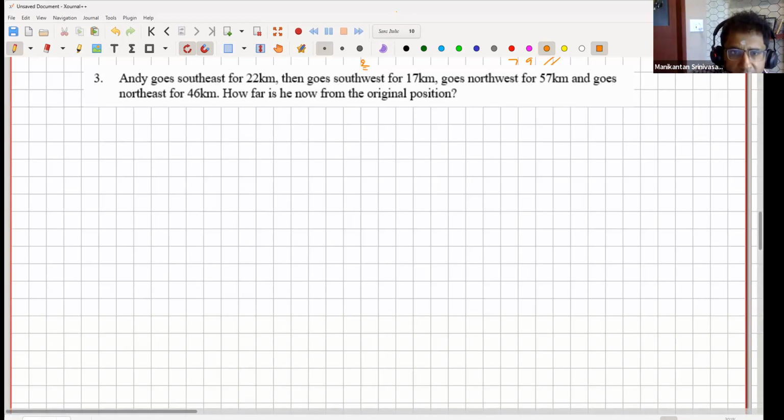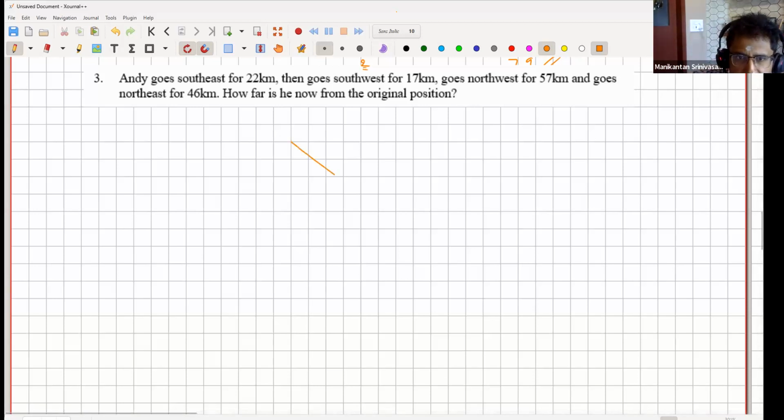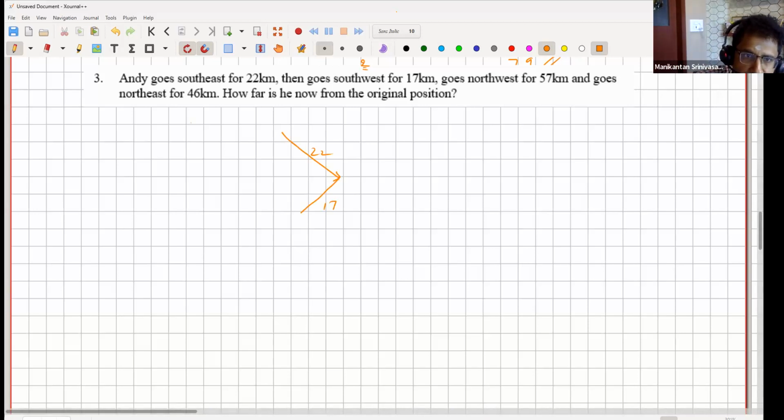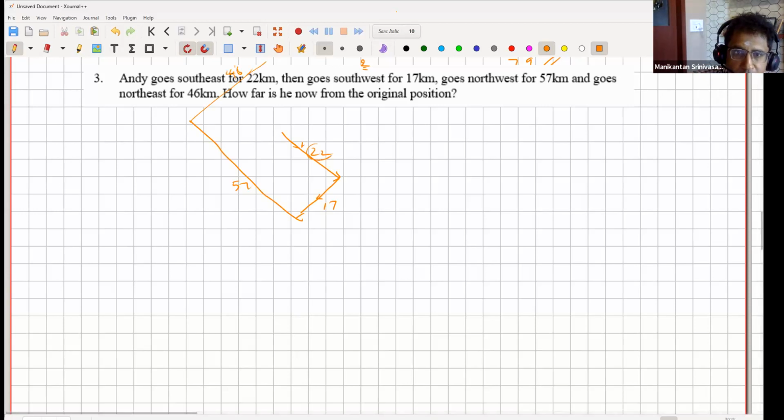So basically, this guy is going southeast, right? Something 22, and then southwest. Southwest is perpendicular to southeast, right? So this is 22, this is 17, and then northwest is 57. I'm not trying to scale at all. So this is 57, and then 46, which is going to go outside the board, but I'll just pretend. The main thing to focus on is 22 and 57 are in opposite directions, right?